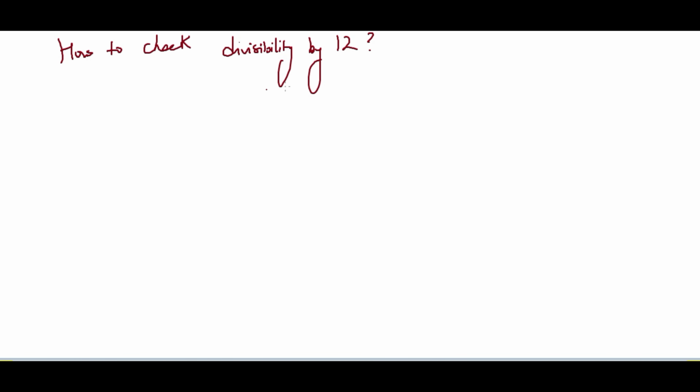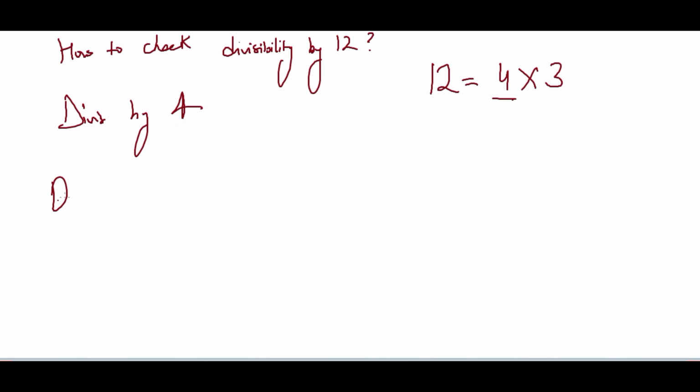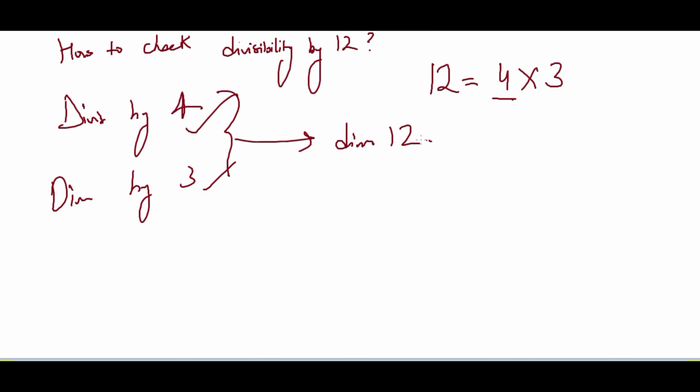You know that 12 is made up of 4 and 3, so we just need to check the divisibility by 4 and divisibility by 3, and together we can say, if both the things are satisfied, then it is divisible by 12. And let me remind you, for the 4 you have to just check whether the last two digits are divisible by 4 or not, and hence you can say the whole number is divisible by 4.